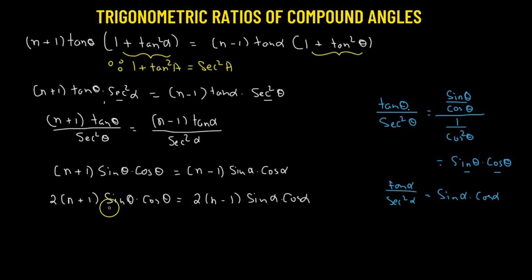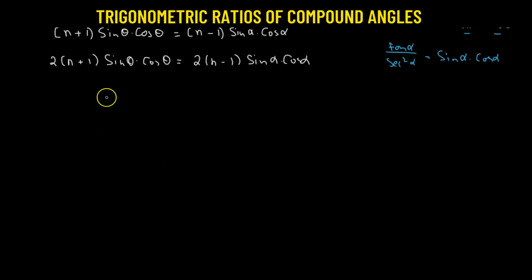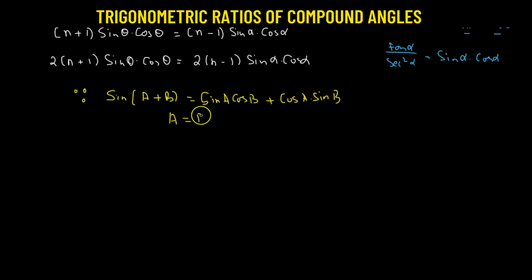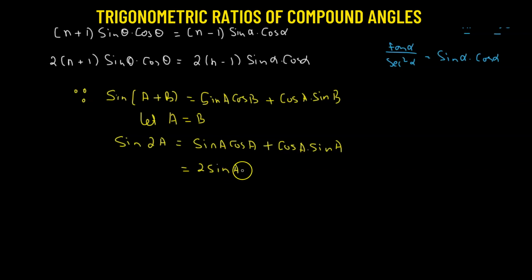Now here the reason we multiplied by 2 is because we know for a fact that whenever we have sine of A plus B, that gives us sine of angle A times cosine of angle B plus cosine of angle A times sine of angle B. So let's say if we take A equal to B. So if we take A equal to B, then we have sine of A plus A, so that's simply 2A. And this will be equal to sine of angle A times cosine of angle A, we're replacing B with A, plus cosine of angle A times sine of angle A. Now they are exactly the same terms, so we get 2 times sine A times cosine A.